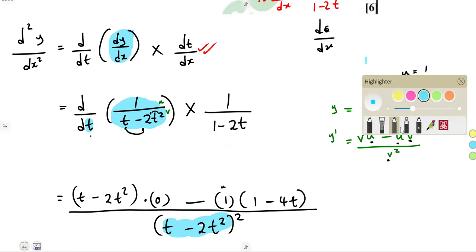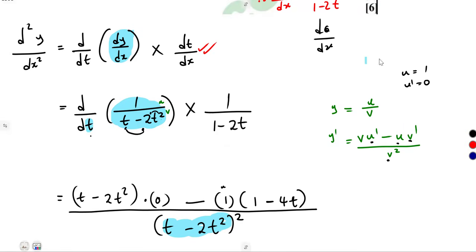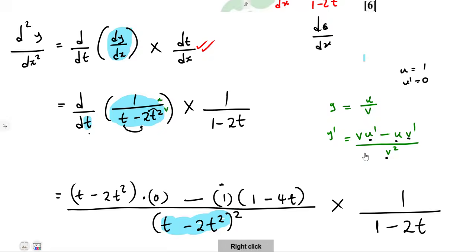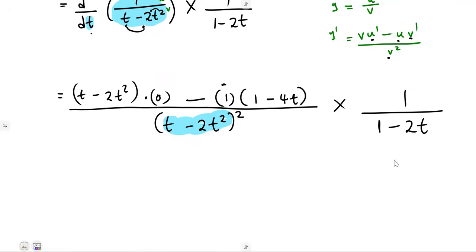So do not forget, guys, that there is this part here that we multiplied, which was from our dt/dx. So do not forget to multiply by 1 over 1 minus 2t. So that's it. We have our derivative, but we must just simplify, guys. We are done. Yes, we are done. But let's just simplify this. So that is our second derivative of y with respect to x.